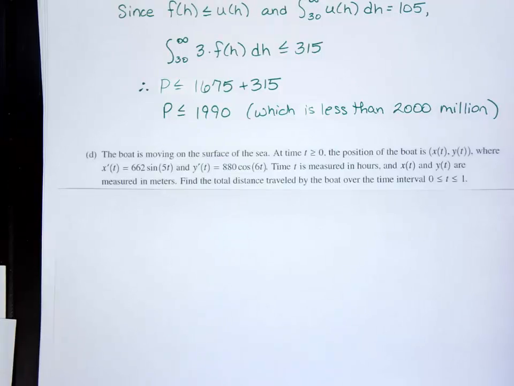The boat is moving on the surface of the sea at time t greater than or equal to 0. The position is x of t and y of t, where x prime and y prime are given. Time is measured in hours. X of t and y of t are measured in meters. Find the total distance traveled.